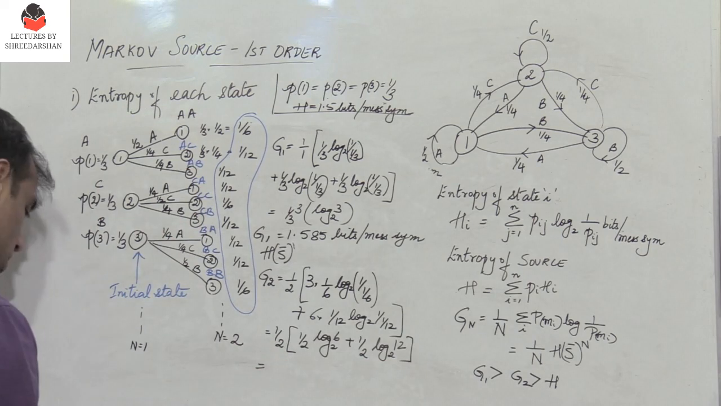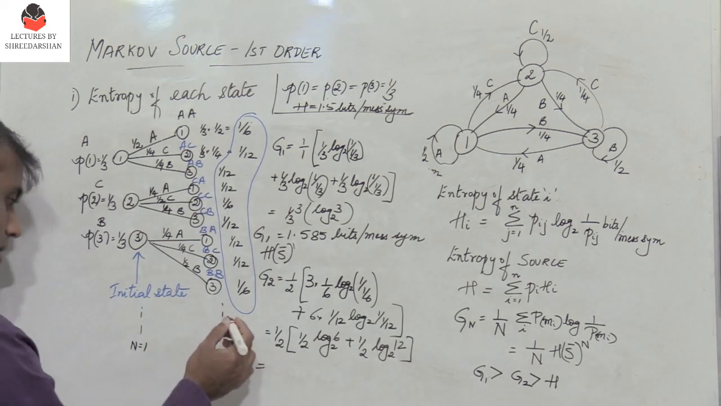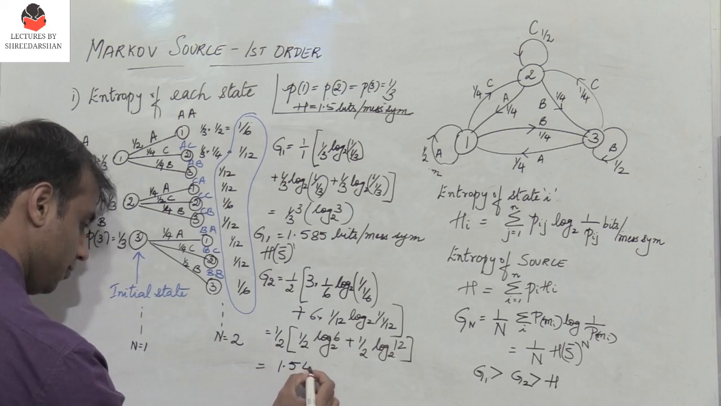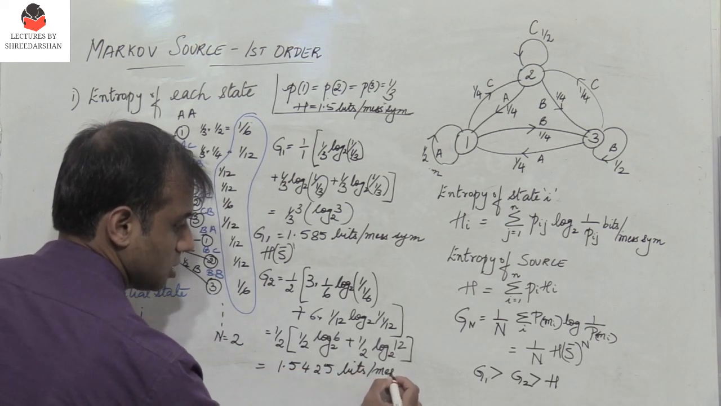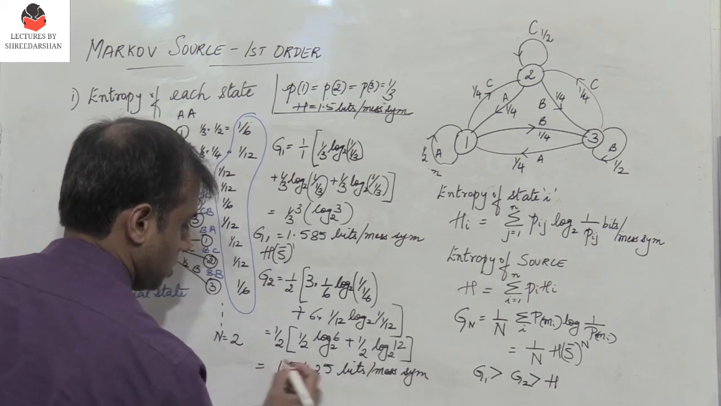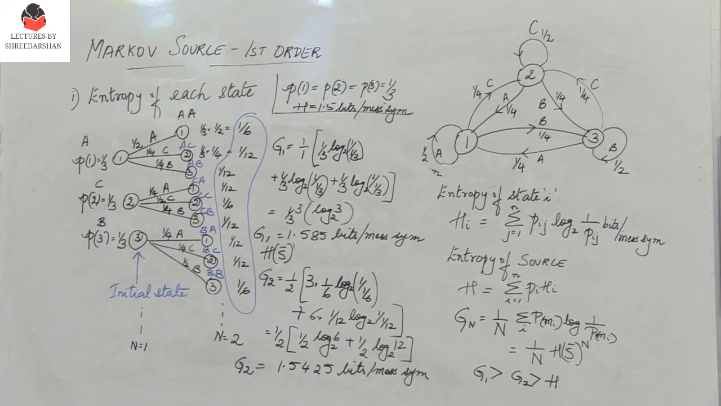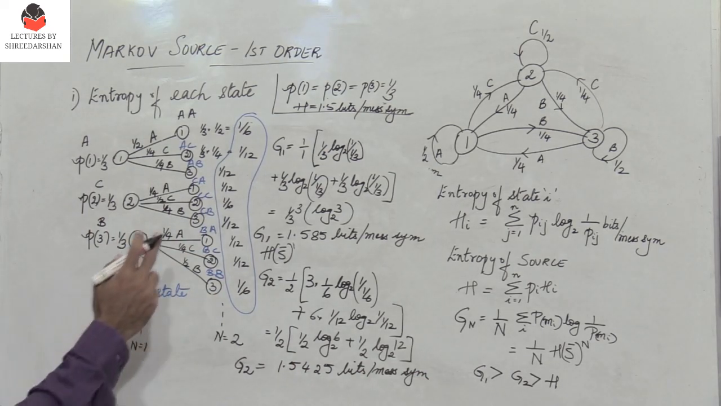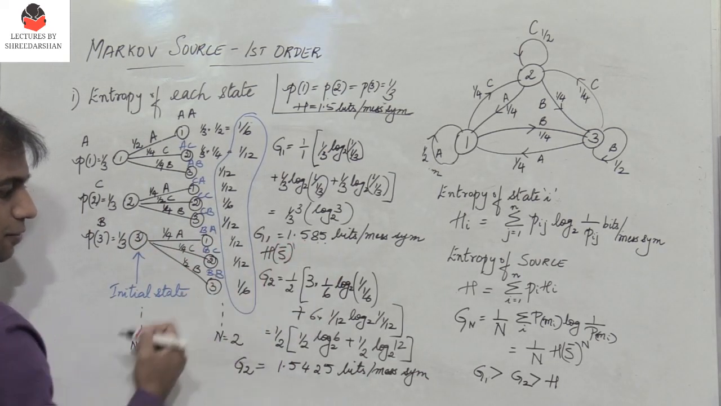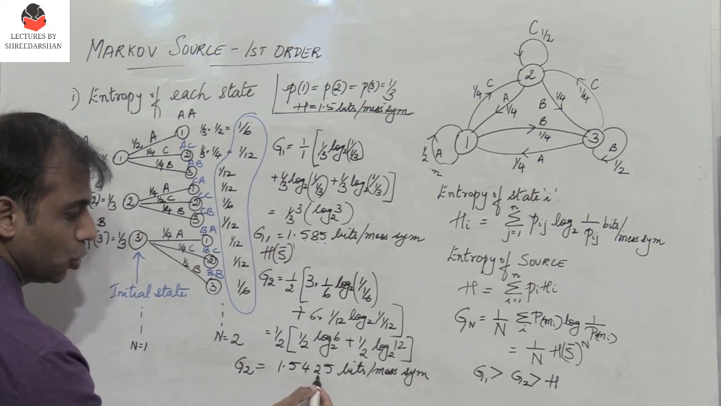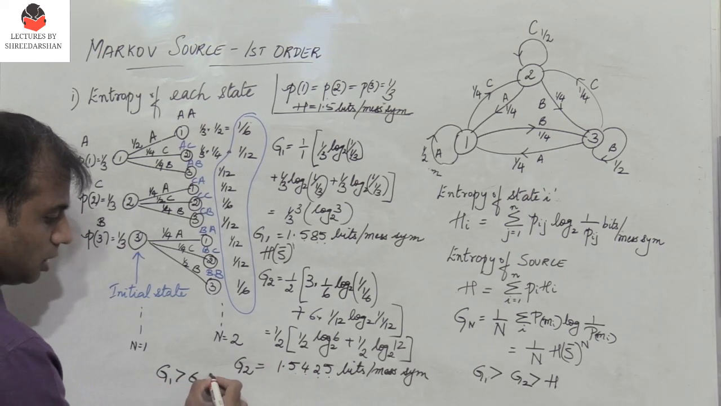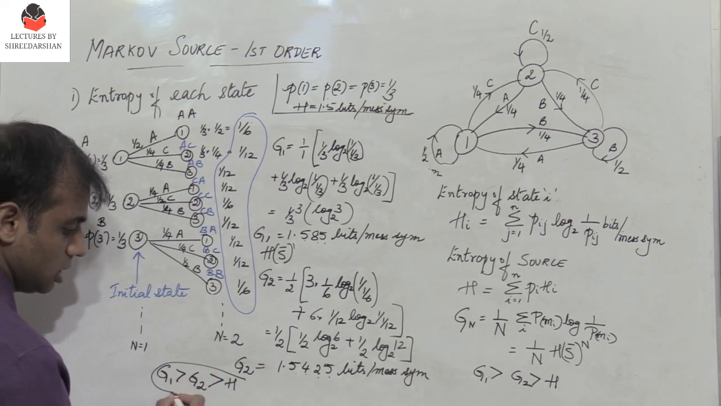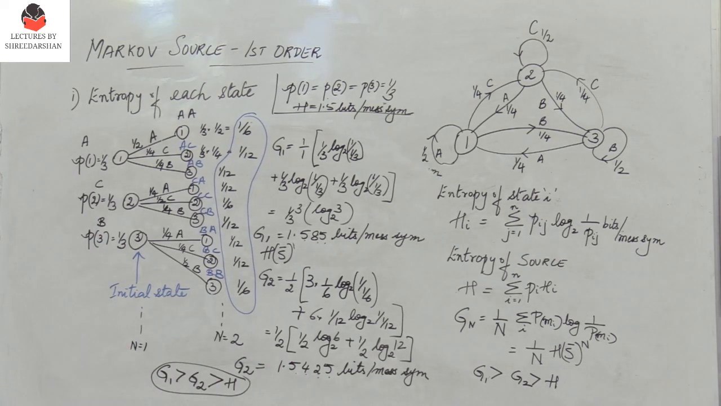So therefore we get the value as 1.5425 bits per message symbol. So this is G2. So what do we observe? G1 is 1.585, G2 is 1.5425. So definitely G1 is greater than G2, which is of course greater than H, is what you need to check in the third part of the problem.